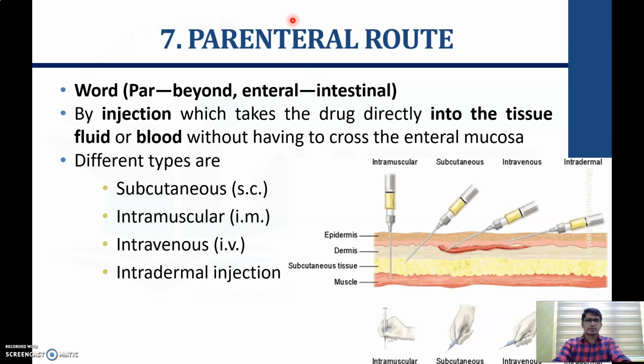So now let's discuss the parenteral route of administration, which is another systemic route of drug administration. The word parenteral came from the Greek words par and enteral, which means beyond the intestine. In this, drugs are given by injection, which takes the drug directly into the tissue fluid or blood without having to cross the enteral mucosal membrane. The different parenteral routes are subcutaneous, intramuscular, intravenous and intradermal.